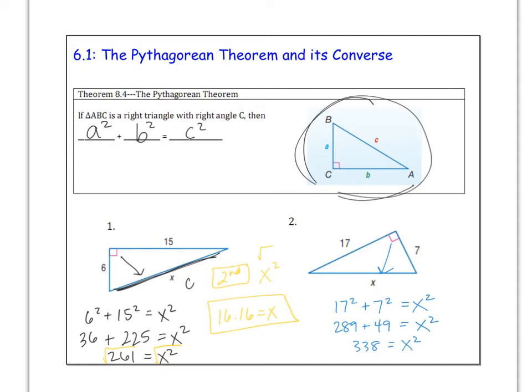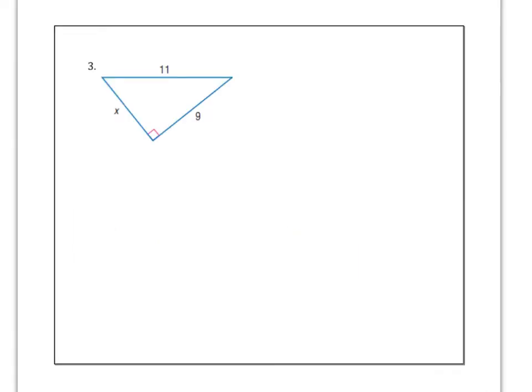Now to undo the square, you have to take the square root. And the square root of 338 is approximately 18.38. Again, pause the video, try number 3.